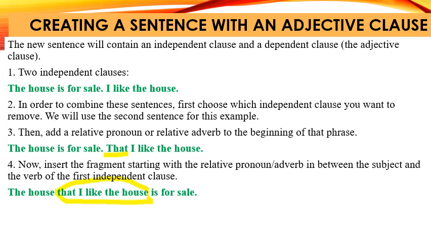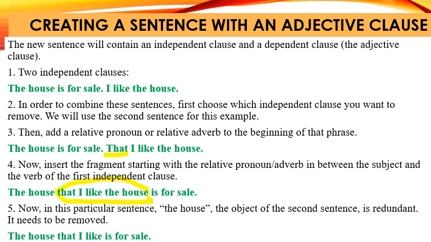Now, do I need the house again to say the house that I like the house is for sale? You see the next step? Now, in this particular sentence, the house, the object of the second sentence, is redundant. Redundant, I mean repetitive. No need to say it again. So it needs to be removed. The house that I like is for sale. I hope this makes the creation or formulation of adjective clause clearer.